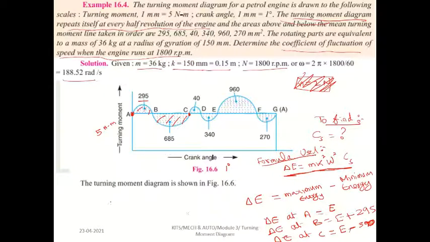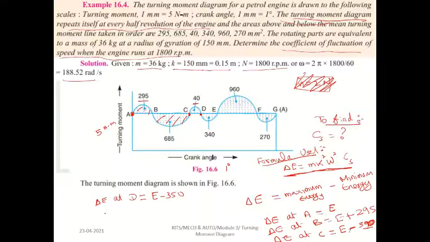Similarly, at point D, del E at point D. Already we have minus 390, and now we have to add 40 more. So minus 390 plus 40. What will be the answer? 350. So at point D, total energy is E minus 350.